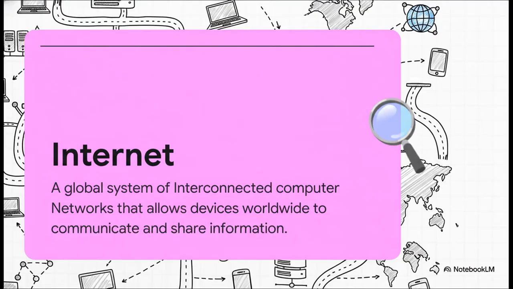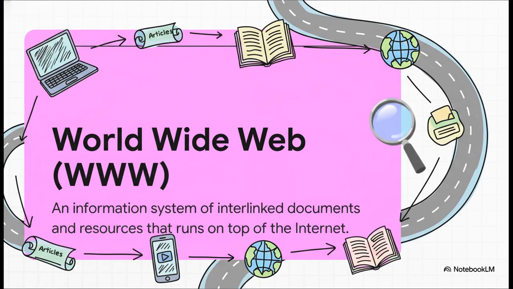The easiest way to think about it is like the planet's digital infrastructure, all the roads and highways. It's this global system of networks whose whole job is just to let all of our devices talk to each other and share information. So if the internet is the road system, what's the World Wide Web? Well, that's all the stuff you find on those roads. The websites, the videos, the articles. The web is the information system that runs on top of the internet. You absolutely need the roads to get to all the destinations, but they are not the same thing.